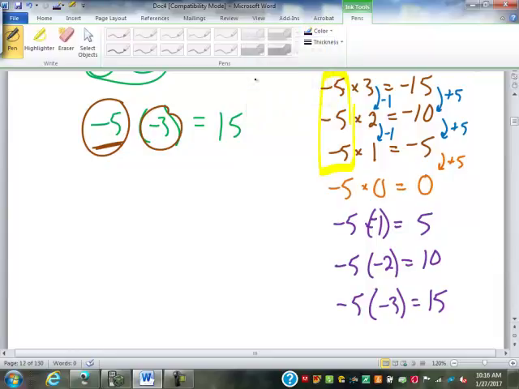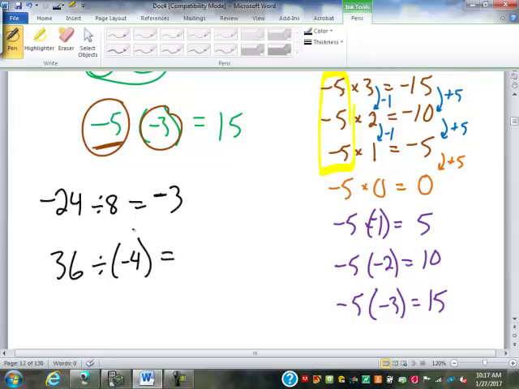Division goes off of the same pattern. If I have a negative 24 divided by 8, well, a negative divided by a positive is negative. 24 divided by 8 is 3, so it's a negative 3. If I have 36 divided by a negative 4, well, positive divided by a negative is negative. 36 divided by 4 is 9, so it's negative 9. If I have a negative 42 divided by a negative 7, a negative divided by a negative is positive. 42 divided by 7 is 6. So it's just 6 or positive 6.